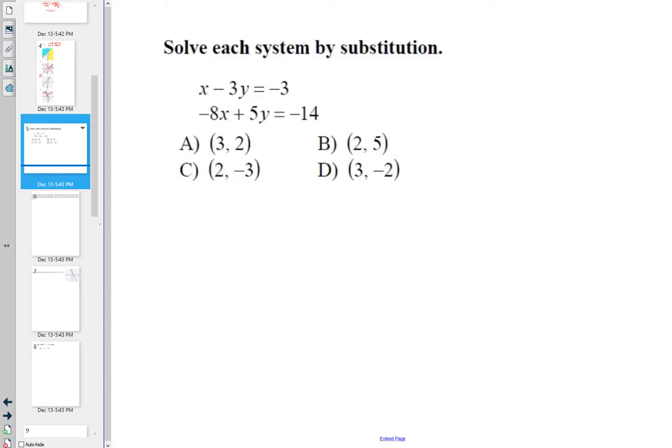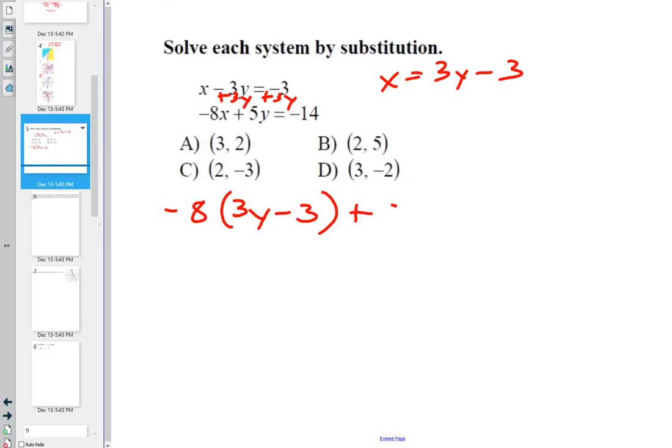Now, if I'm going to use substitution, I have to solve for a variable. What would be the best variable to probably solve for here? Variable, letter. Okay, but which x? I see two different x's. Which x? The top x, because that one has a 1 in front. So I'm going to go plus 3y and plus 3y. So I get that the top x is equal to 3y minus 3. So now I can substitute and say negative 8, not times x, times 3y minus 3, plus 5y is equal to negative 14.